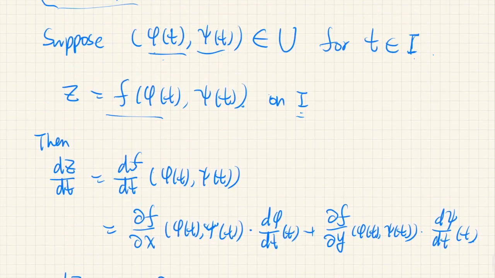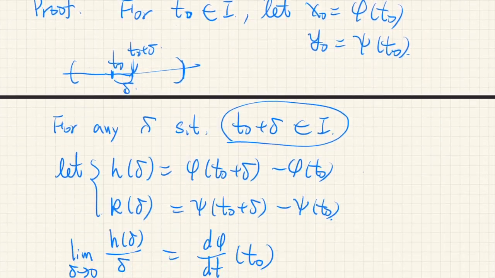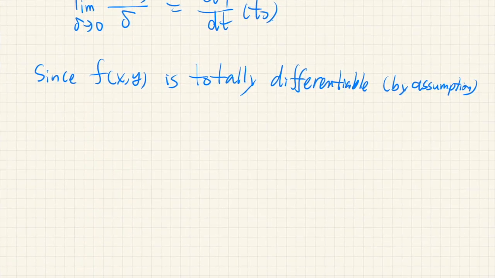Where is the assumption? We assume that f of x, y is totally differentiable on an open region U. So what this means is that we can have the following asymptotic expansion.